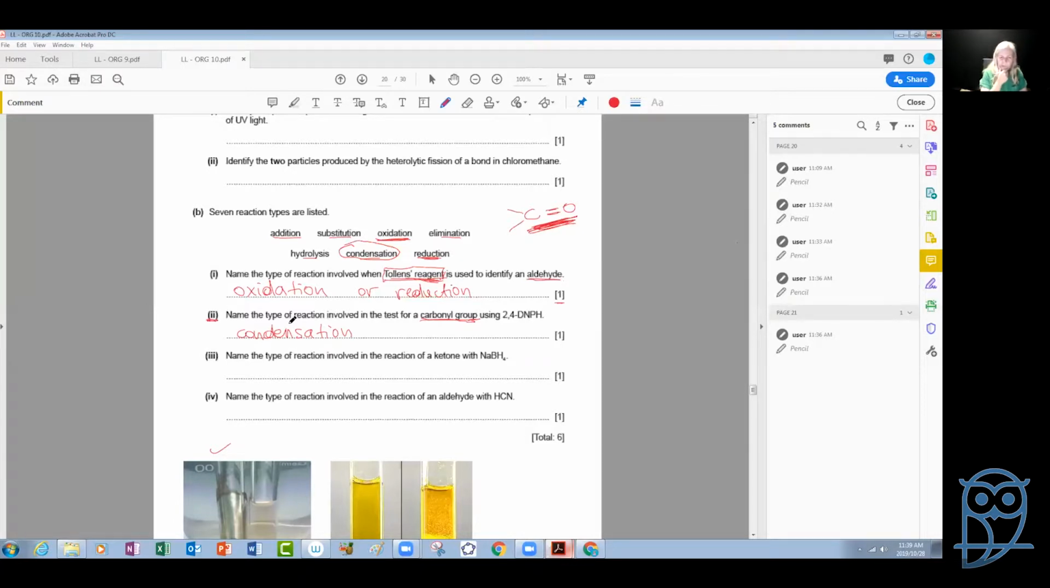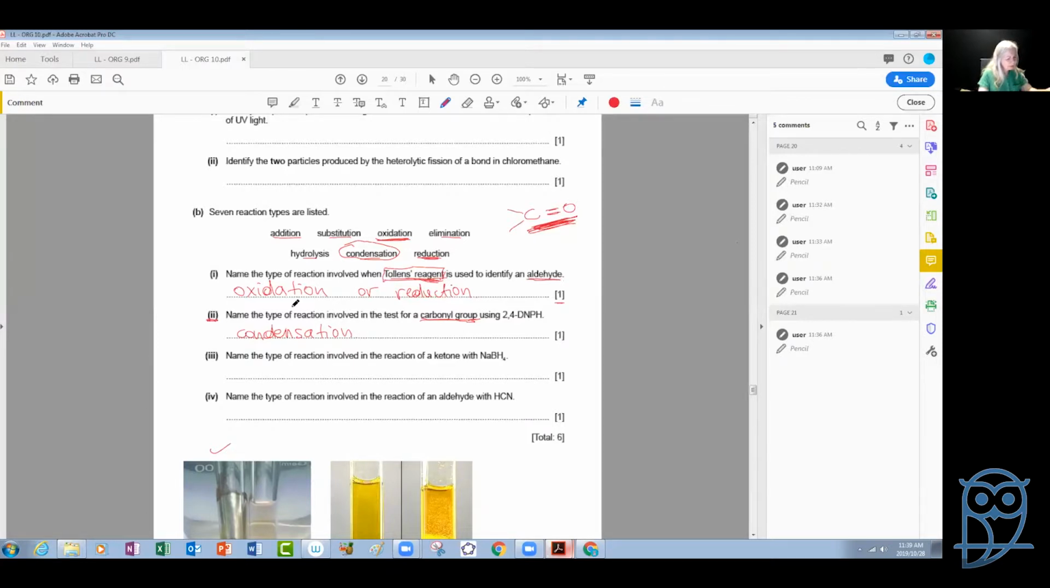And why is it a condensation reaction? What is a condensation reaction? It is when two reactants react together, they make up one product, but in the process they eliminate a small molecule. In this case, it's water. Condensation, yeah.